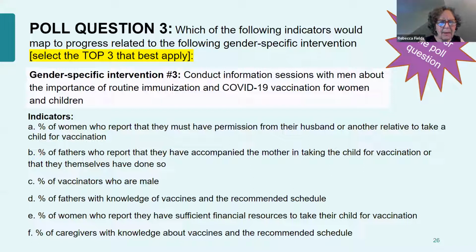So our options here, if you choose the top three: the percent of women who report they must have permission from their husband or another relative to take the child for vaccination, the percent of fathers who report they have accompanied the mother in taking the child for vaccination, the percent of vaccinators who are male, the percent of fathers with knowledge of vaccines and the recommended schedule, the percent of women who report they have sufficient financial resources to take their child for vaccination, and the percent of caregivers with knowledge about vaccines and the recommended schedule. So again, you may feel that all of these are applicable, but we are asking you to really prioritize which ones you think would make the biggest difference.